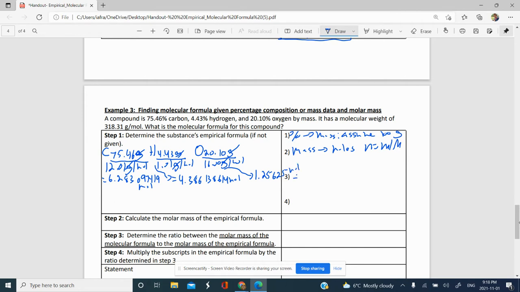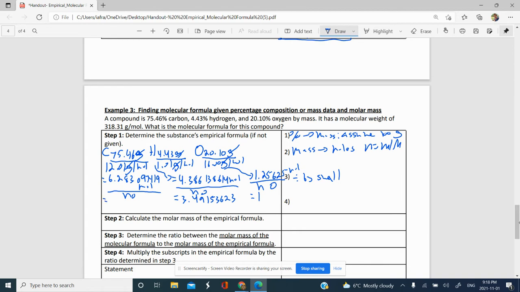Now we divide by the smallest, and the smallest one is the moles of O, so I'll just divide by N of O, divided by N of O, divided by N of O. That divided by itself is 1. Next, we'll do 4.386138614 divided by 1.25625. We get 3.49153623.